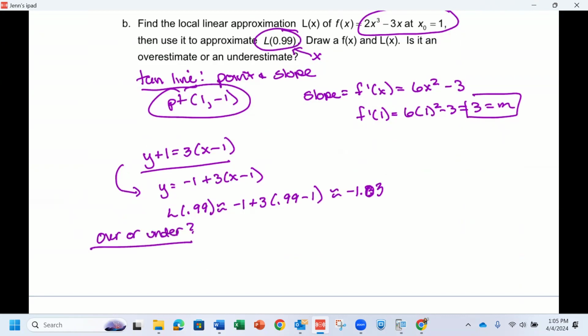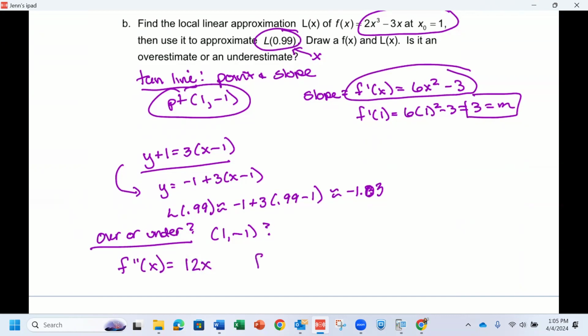This is where we have to check the concavity. What's happening with the concavity at that particular point, 1, negative 1? So I want to know if I'm concave up or concave down at 1, negative 1. So remember, I'm going to have to find the second derivative to figure out what the concavity is going to look like. So I know my first derivative is 6x squared minus 3. So what's the second derivative going to be? The second derivative is going to be 12x. And then I'm going to plug 1 into my second derivative. You don't have to actually work it out. You just have to know if it's positive or negative. But I knew that this is going to be greater than 0.